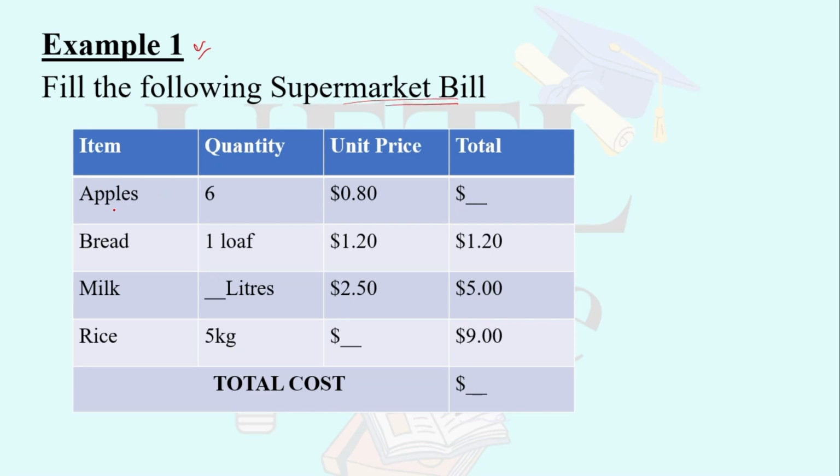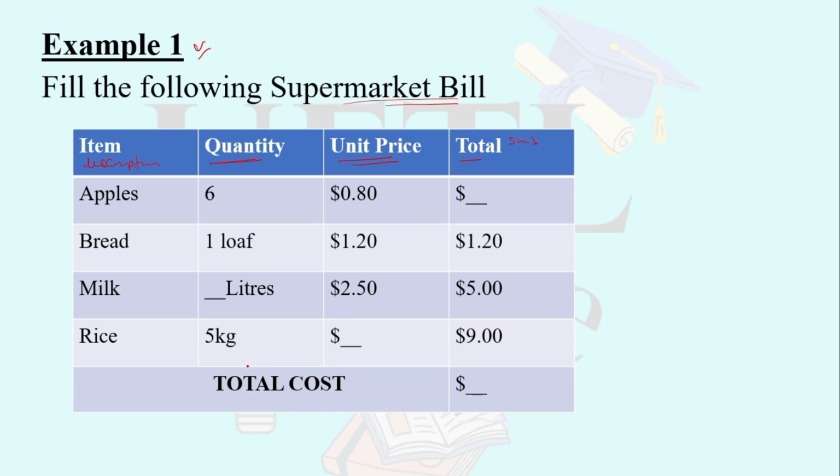Here we can see that the items can be written as the description, but here it is the items we buy. Then the quantity here is the number of items we bought. Then you can see the unit price, the price of each quantity. Then here we see that this is the subtotal.